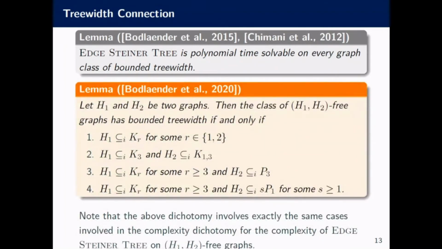And we discovered that the class of (H1, H2)-free graphs that has bounded treewidth are exactly those that we cited already for the complexity result of vertex Steiner tree. So this dichotomy, since it involves exactly the same cases, established this strong connection with the Steiner tree.